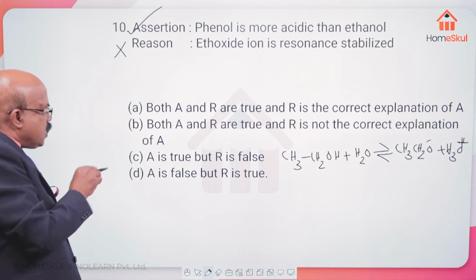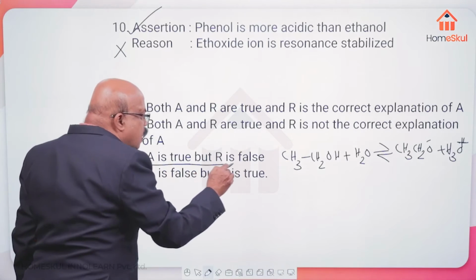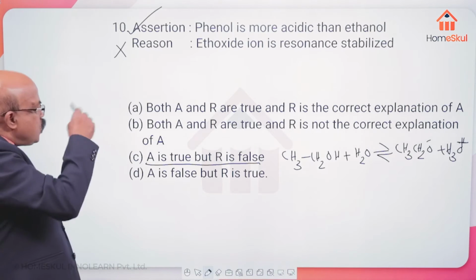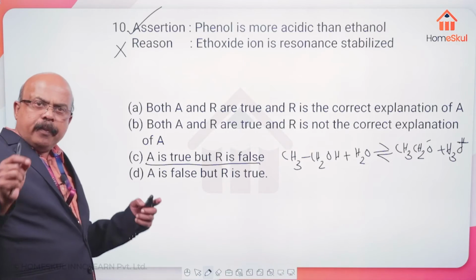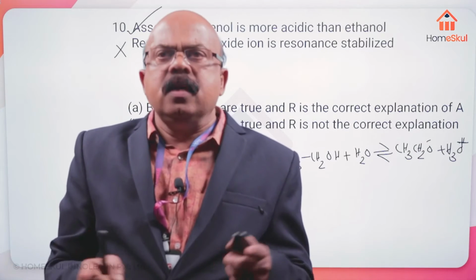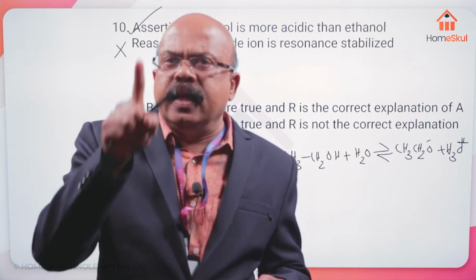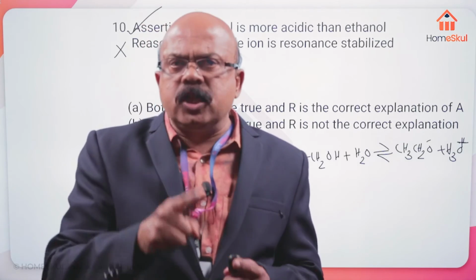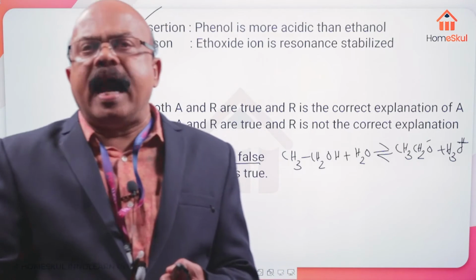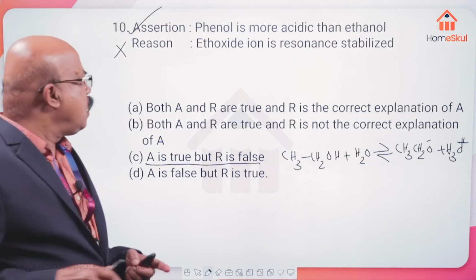So here the assertion is correct. Assertion A is true, but reason R is false. So the answer of that question is option C. Among assertion-reason type questions, if the assertion is correct, the reason is also correct, and the reason is the correct explanation, then it is marked as A. If the assertion is correct, the reason is also correct, but the reason is not the correct explanation, then it is marked as B.